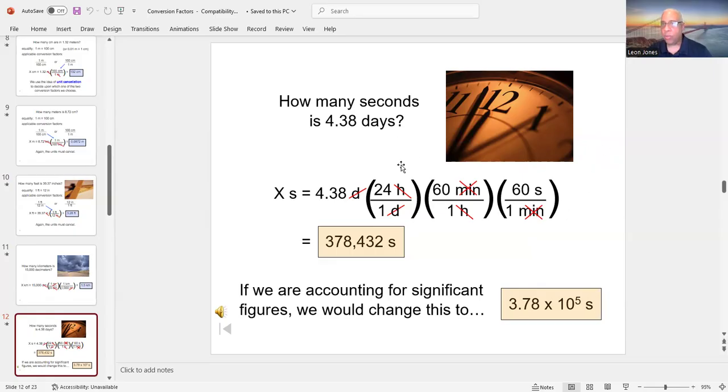So we had to cancel units 3 times. And sometimes you may have to do that. And if you cancel the units correctly, you should never come up with the wrong answer. Now I come up with 378,432 seconds. Now, they also put it in what we call scientific notation. I'll do a video on that later on, where they take 3.78 times 10 to the 5th seconds, which is the same as almost 400,000 seconds. And I'll tell you how they got that in my next video. I'll do scientific notation.